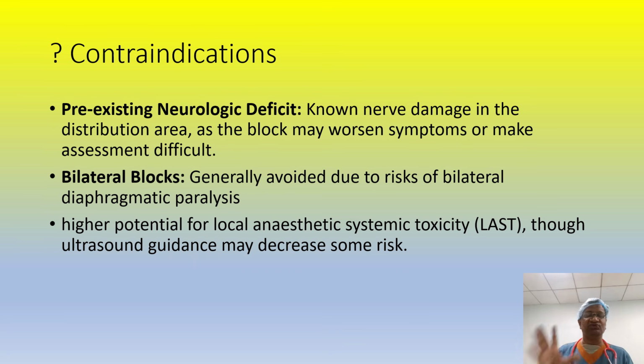A pre-existing neurological deficit, and bilateral blocks, because of bilateral diaphragmatic paralysis. When there is a bilateral injury, I always go for an axillary block, at least on one side, definitely. Then I will go for a costoclavicular block on the other side. So the chances of phrenic nerve injury and diaphragmatic paralysis are almost nil.